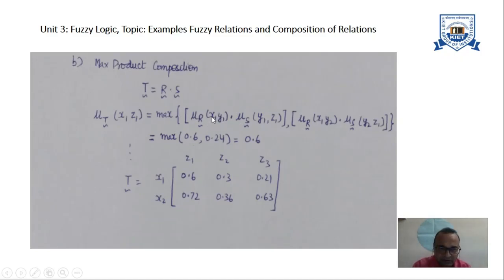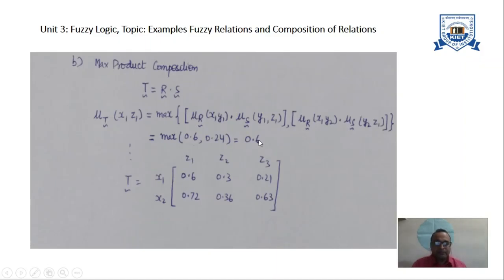So here, what was the scenario? This was the cost from Ghaziabad to Aligarh, dot cost of Aligarh to Lucknow. So this value comes out. Another path was Ghaziabad to Agra, its cost, dot Agra to Lucknow, its cost. So we will multiply these values, and once the value comes out, here the value is 0.6 and this value is 0.24, and we'll choose the max out of these, and the value is 0.6, right?